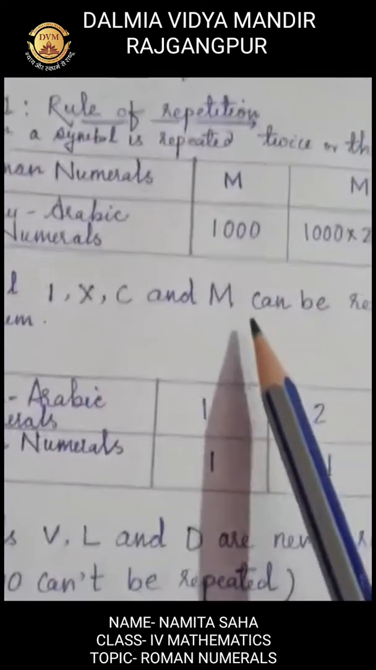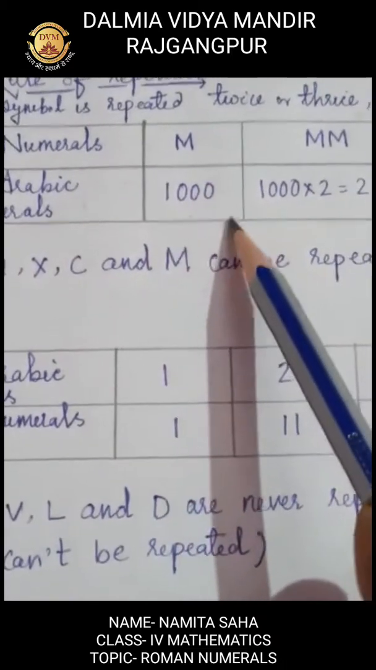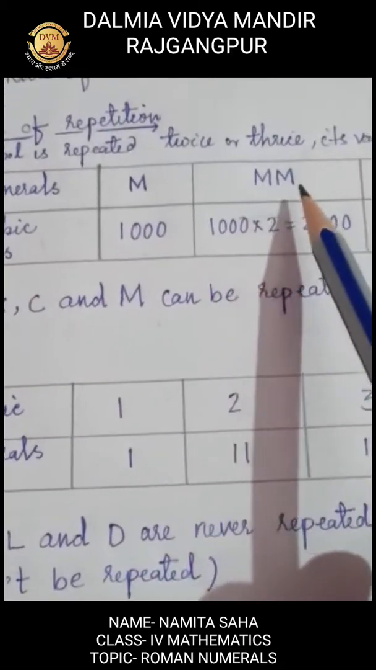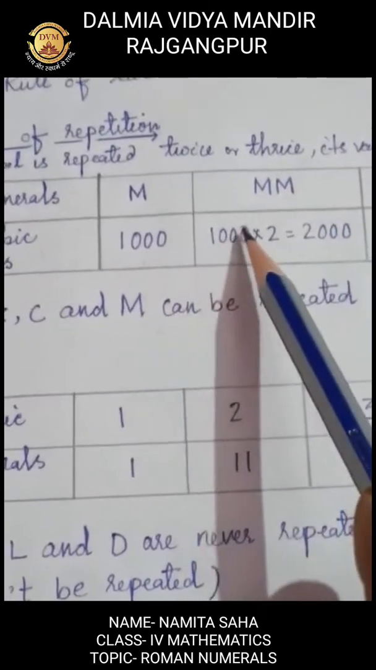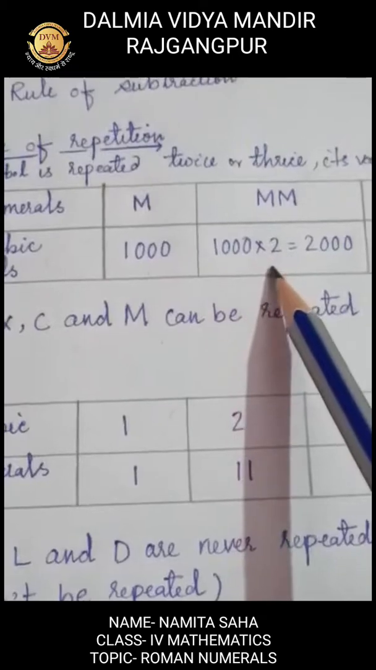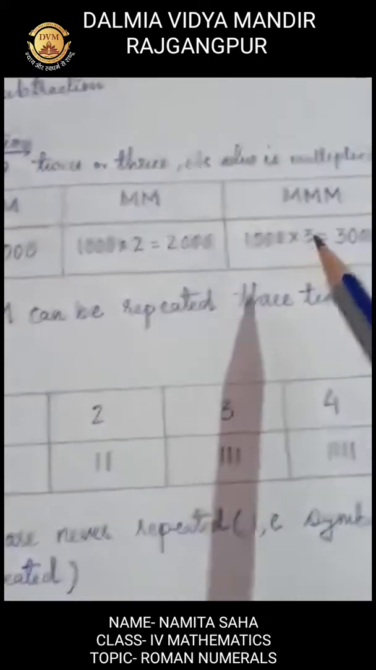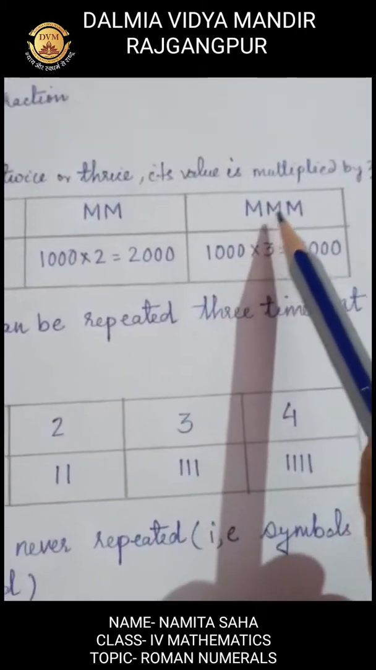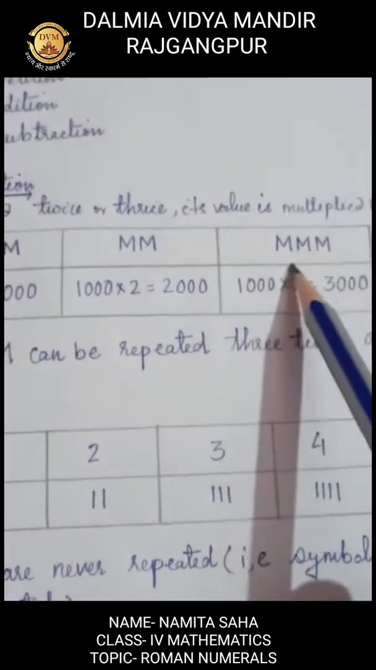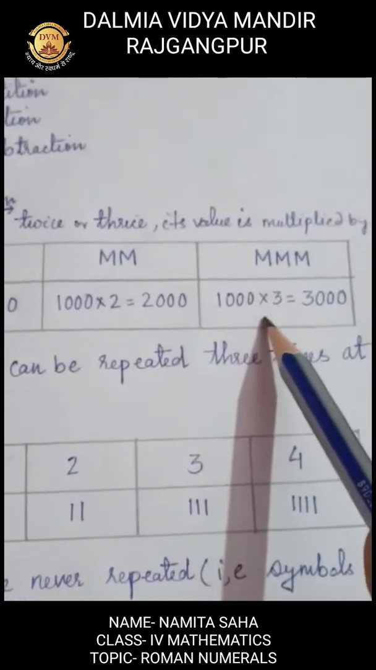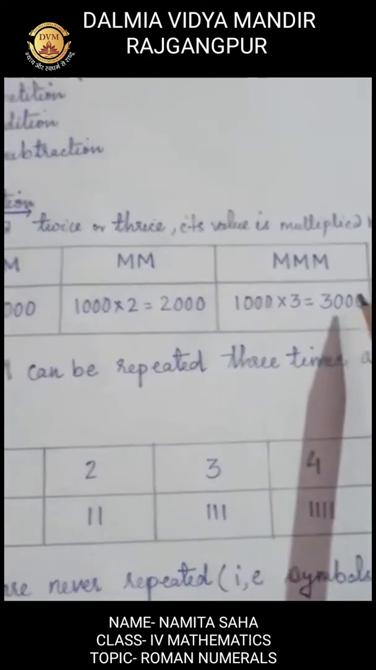Just see this chart. M has the value 1000. Here M is repeated how many times? 2 times here. So 1000 will be multiplied by 2 to give you the value 2000. Next, here you can see M is repeated how many times? 3 times. So 1000 is multiplied by 3 to give the value 3000.